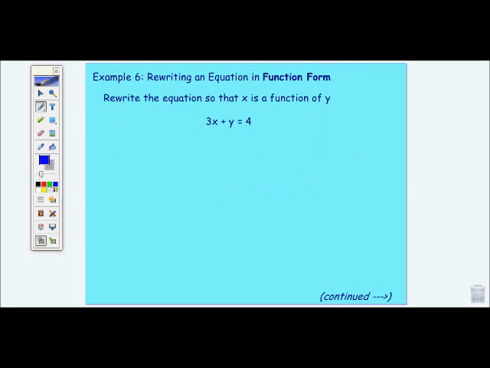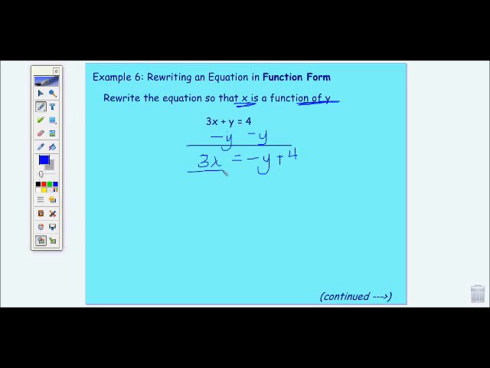The next example is going to write it so that x is a function of y. Again, that means the work of y is going to give you the result of x. So this time we want to isolate our x. The first thing I will do is, using balanced equation, subtract y from both sides. That will give me my 3x, and again I'm going to write my variable first, negative y, positive 4.